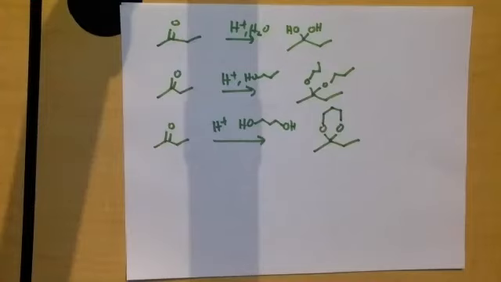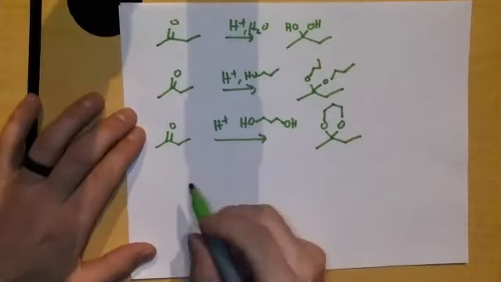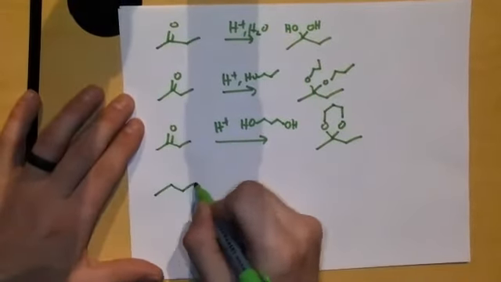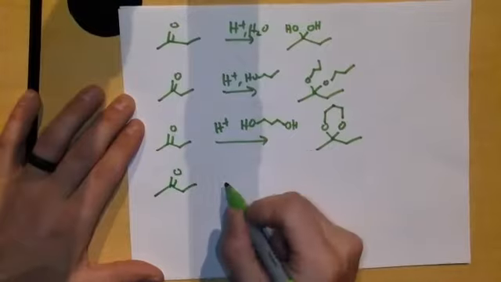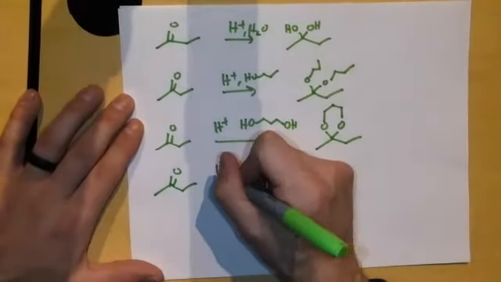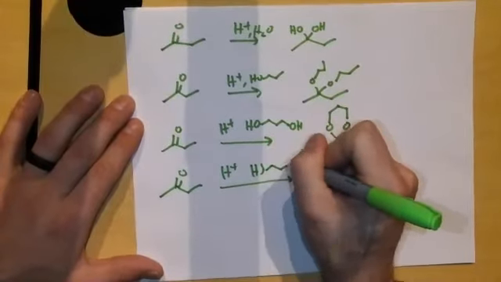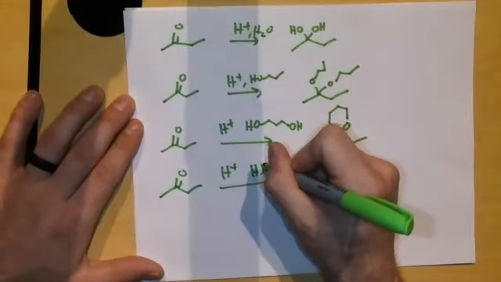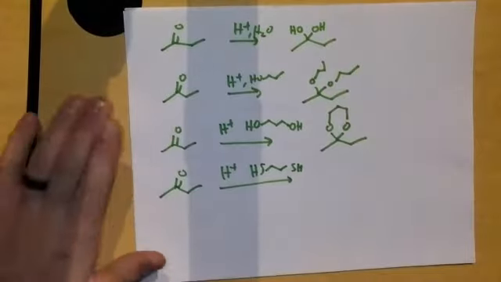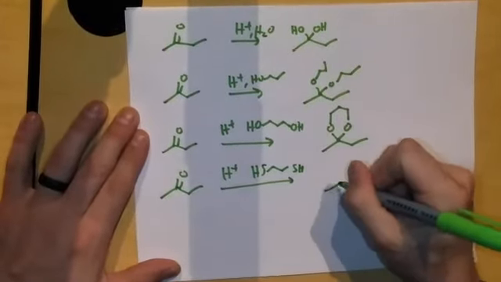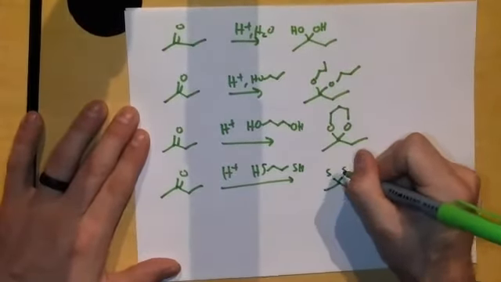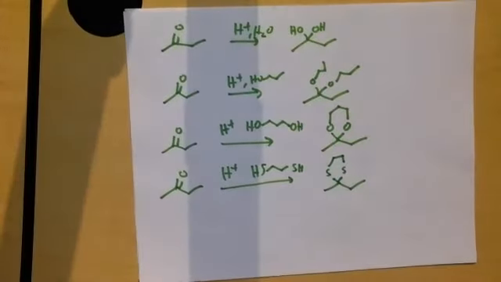Your book spends a lot of time talking about the sulfur version of this. I think it's pretty straightforward, so I'm not going to overly cover it. Basically, anything you can do with oxygen, you can also do with sulfur. So if we have SHs instead, you're just replacing those oxygens with sulfurs. It works the exact same way.